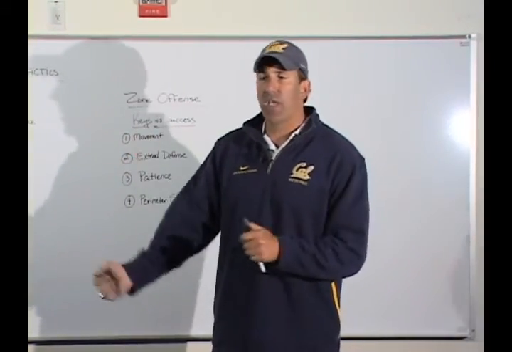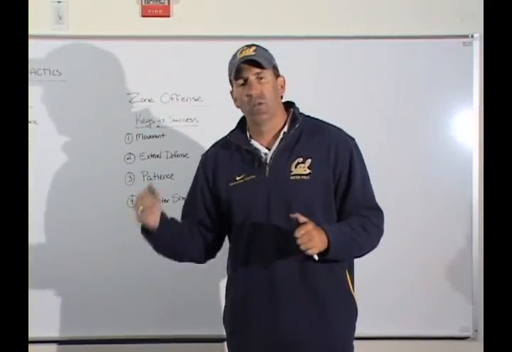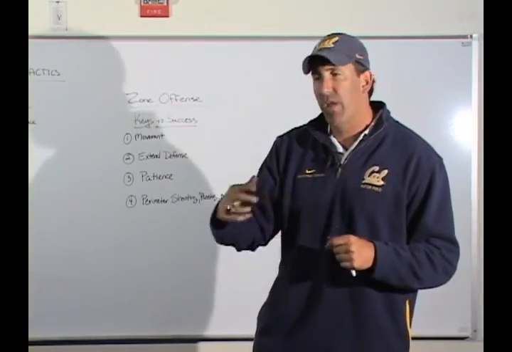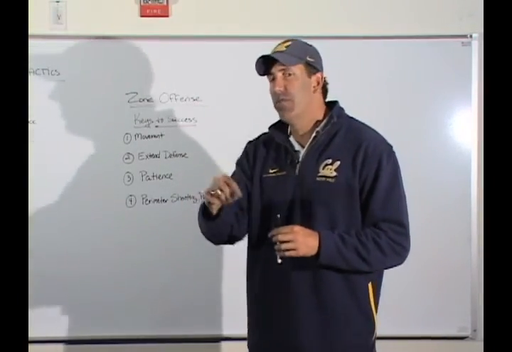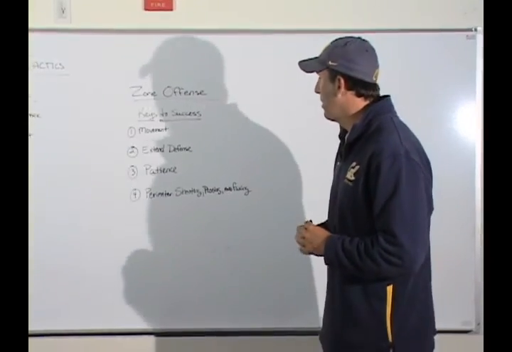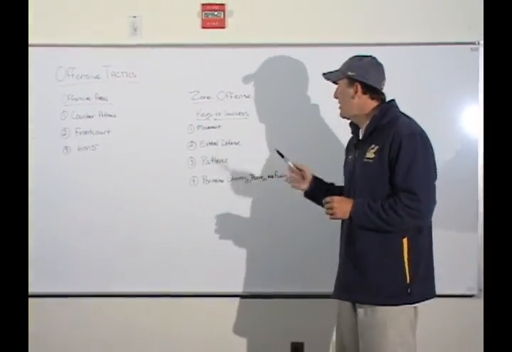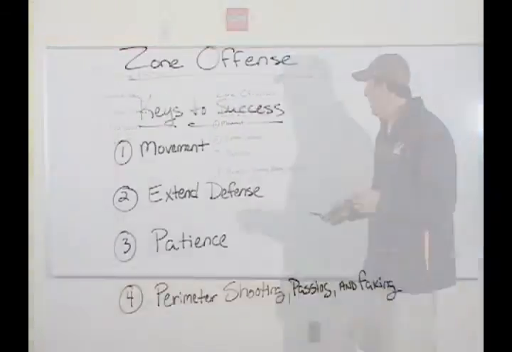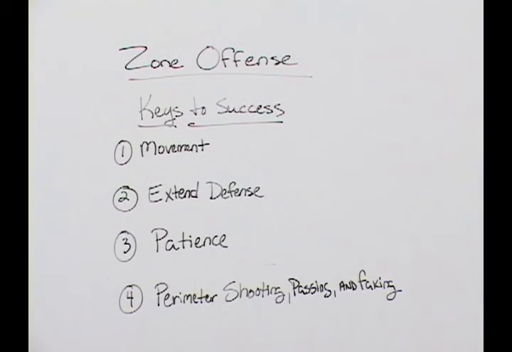If you're faking it, sometimes you might just have to hold on to it to wait for the defense to make a move. Wait for the defense to commit and then move the ball to exploit that commitment. So again, movement, extend that defense, be patient with the ball. And the last thing is perimeter shooting, passing, and faking are going to be keys to attacking the zone.